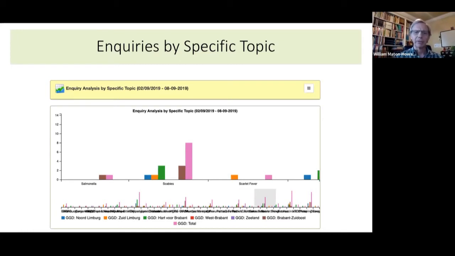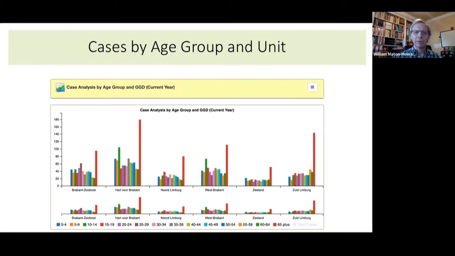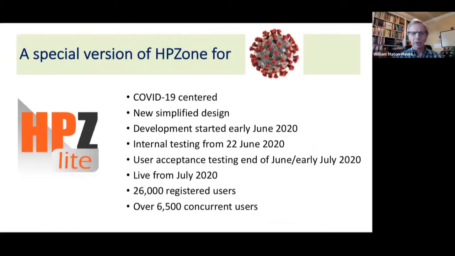Here we can see how the data allows the central teams to look at specific diseases by different day, to look at the data for specific diseases by age group, and to break down the data to particular units, the municipal health units.